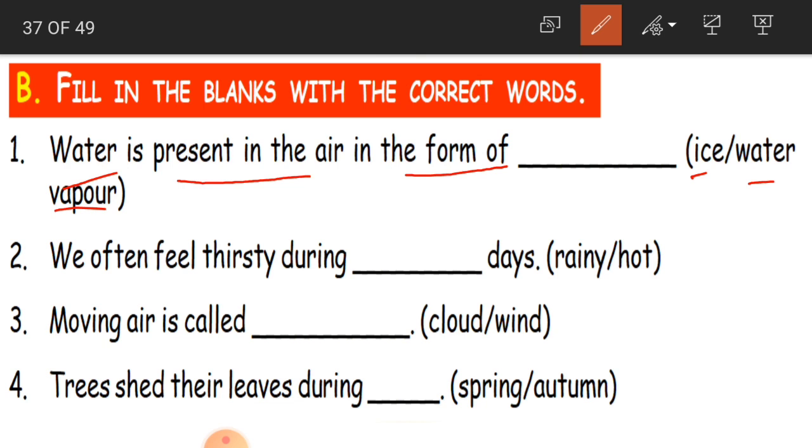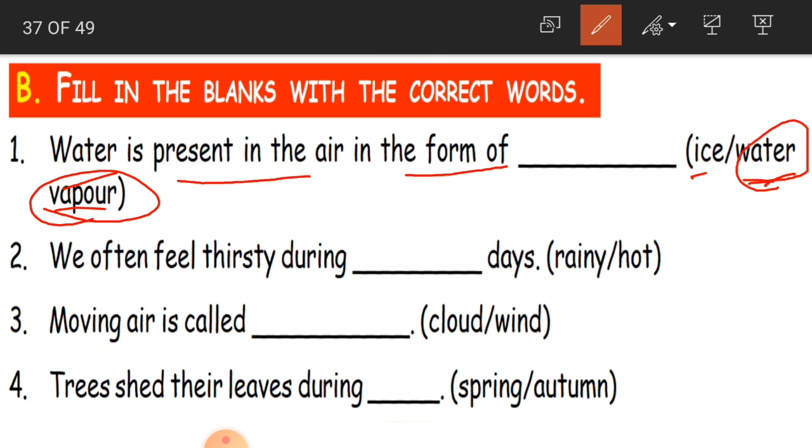It is in the water vapor form. Okay, water vapor form. This is the answer, children. And this we also call humidity. Actually, we cannot see the water vapor in the air, but we can feel it. We call this water vapor in the air humidity. Children, remember this word.